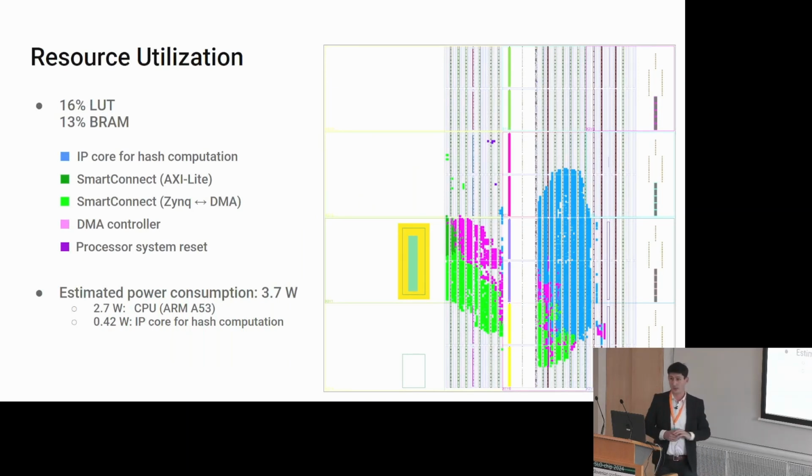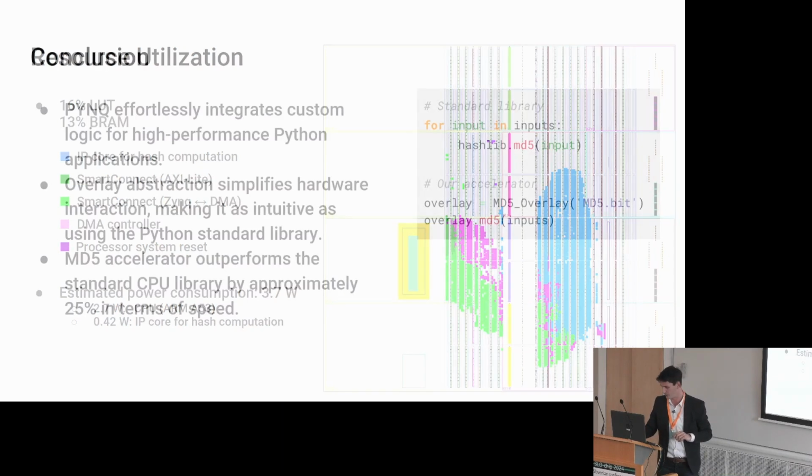When we talk about resource utilization, we can see that our MD5 algorithm accelerator takes the most area in the design, but compared to the power consumption of the CPU, it delivers slightly lower power consumption.